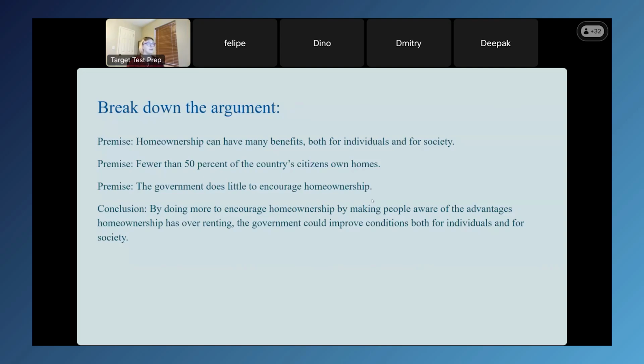I like this conclusion because it is an important structure to notice. Namely, it is an if-then. So if the government does this, then this will happen. So notice whenever you see an if-then, because that can really narrow down what's a necessary assumption, and I will show you what I mean.